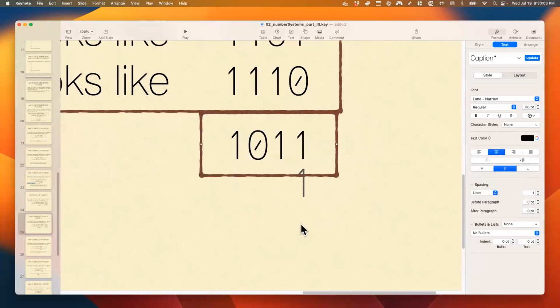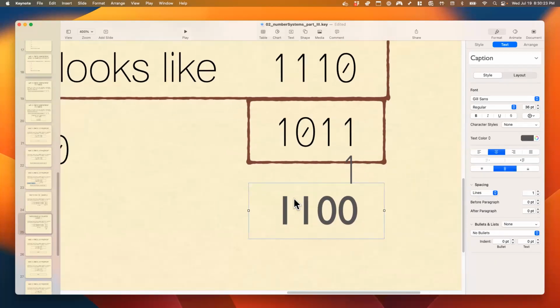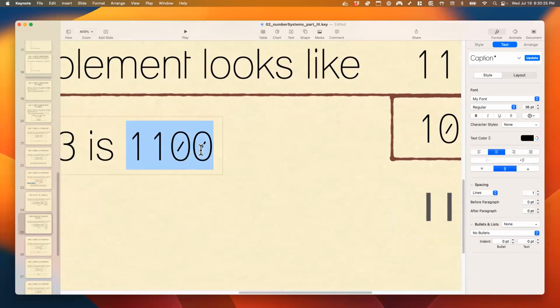So 1 plus 1, there's going to be a 0 here. And there's a 1 that goes here. 1 plus 1, there's a 0. And there's a 1 that goes here. 1 plus 0, that's going to be a 1. And of course, 1 goes down here. So that's what we end up with, which is really what we want.